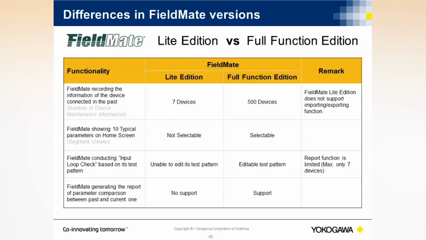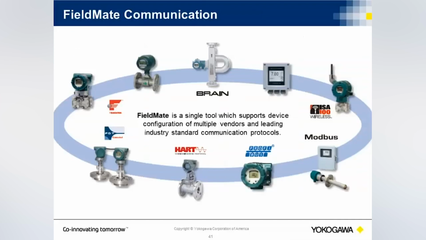At the moment, we have two versions of FieldMate available, the Lite and the Full Function Edition. The Full Function Edition allows support for up to 500 devices, shows up to 10 parameters in the home screen, and currently has support available. Also mentioned earlier was that FieldMate supports the standard protocols that are seen in field instruments: ISA100, Modbus, Profibus, BRAIN, and HART.